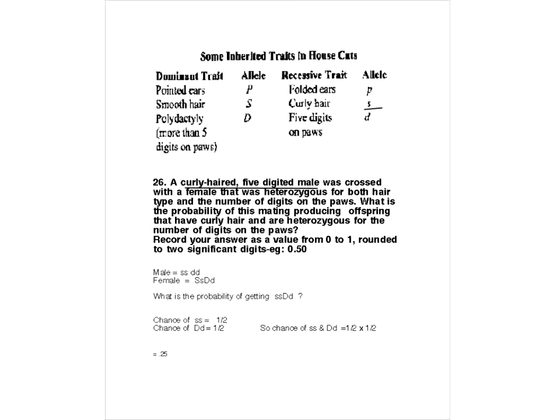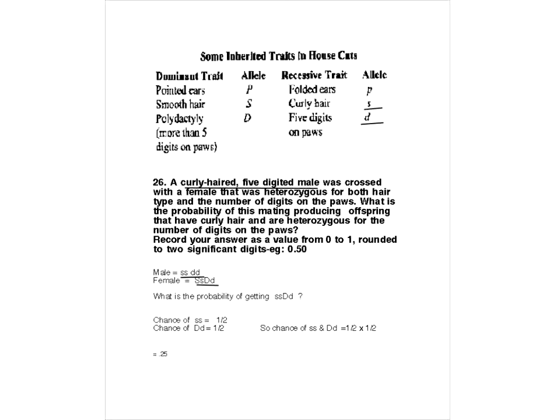Curly hair is going to be 2 little s's. 5-digited is going to be 2 little d's. Okay, so the male, you can see here, 2 small s's, 2 small d's. Cross with a female that's heterozygous for both hair type and digits. Again, heterozygous means a mix of alleles, one dominant, one recessive. So the female is going to be this here. So these 2 are going to be crossed.